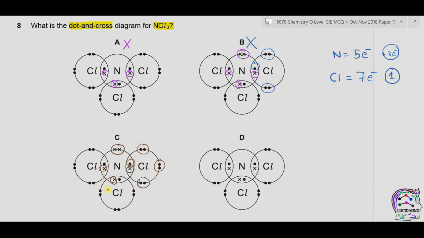So as all chlorine has 7 electrons and nitrogen has 5 electrons, and we can see that nitrogen is making 3 single covalent bonds with 3 chlorine atoms, and each chlorine atom is making 1 single covalent bond with nitrogen. So now the outer shell of chlorine is also complete and the outer shell of nitrogen is also complete because it has 8 electrons. So C seems to be correct. In D again we can see nitrogen just has 3 electrons present in the outer shell, which is wrong. Correct answer is therefore C.